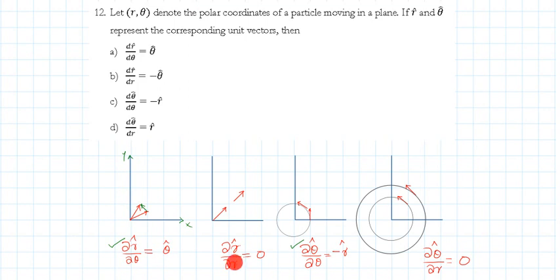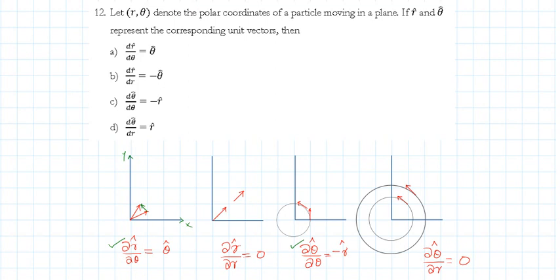What about dou r cap by dou r? You draw r cap at two different values of r. One for r equal to 0, the other one for say r equal to 1. And both these r caps are the same. There is no change for r cap with respect to r. Dou r cap by dou r is 0.